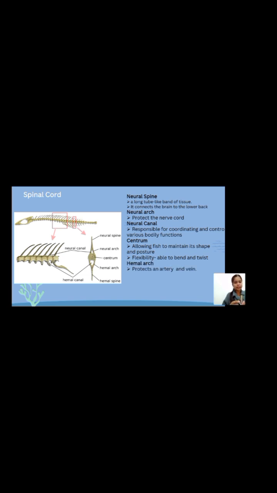Next is the hemal arc. It protects an artery and vein. Next is the hemal spine. It protects the caudal artery and vein, supplying oxygen and nutrients and removing waste products. So it functions to circulate the balance of oxygen and nutrients coming in and going out. It removes waste products and also supplies the oxygen and nutrients of the fish. It is also for the structural support of the fish.